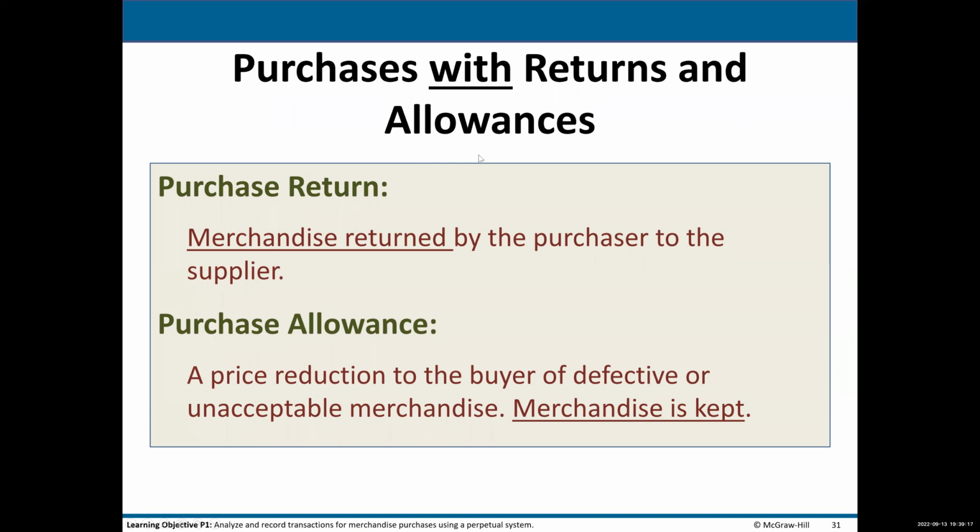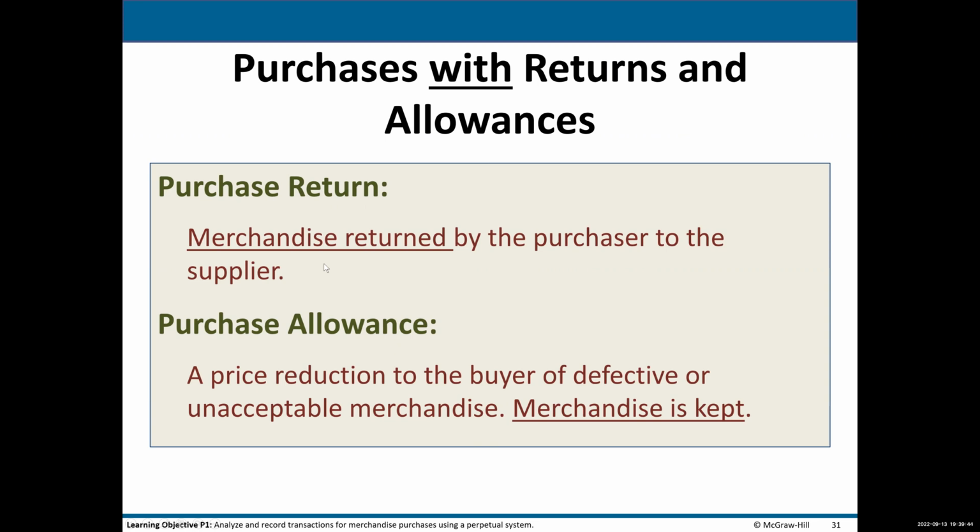Now we're going to talk about purchases with returns and allowances. Okay, let me just explain to you what a return is. Well, you do this all the time, don't you? You go buy a shirt at JCPenney's and you decide you don't want it and you take it back, you return it. That's what you do. So a return is where you take the merchandise and return it to the supplier.